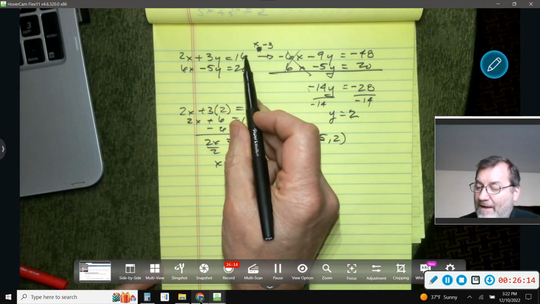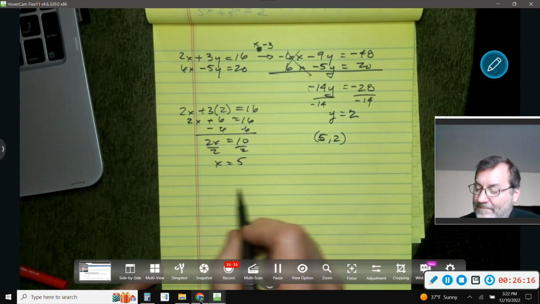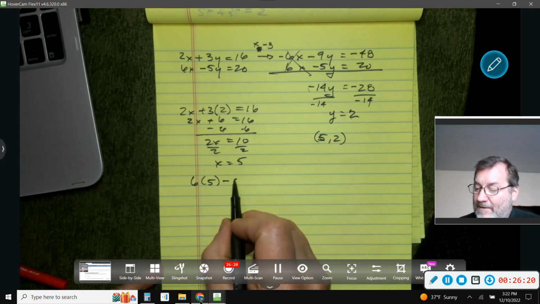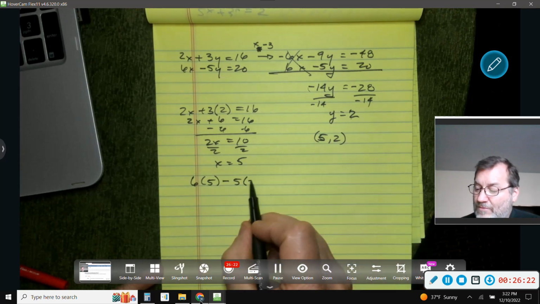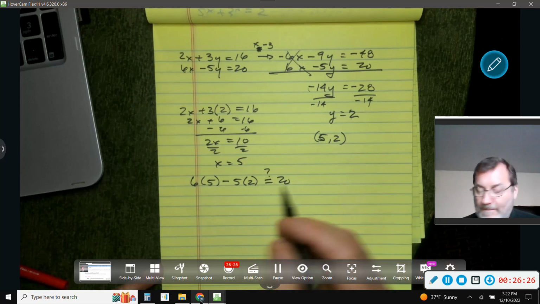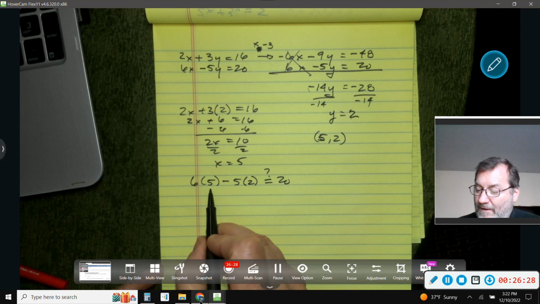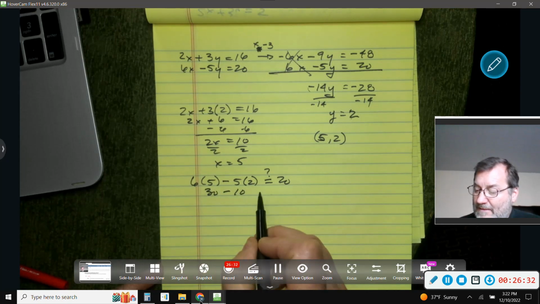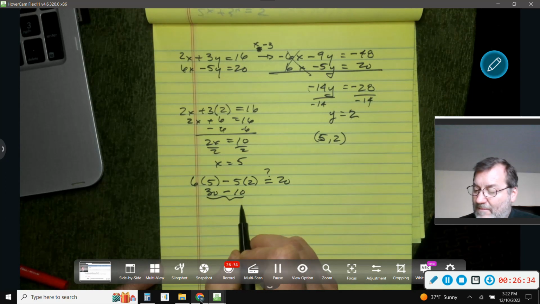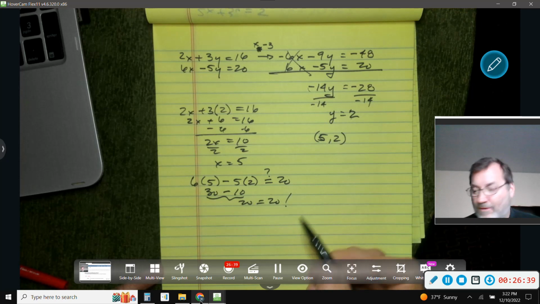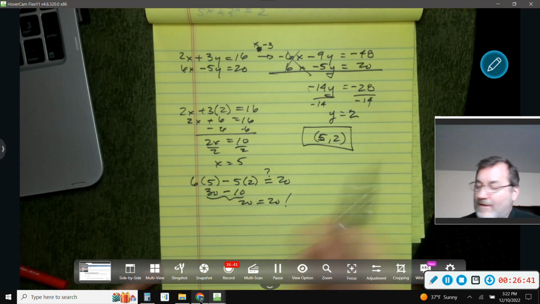Now that I found it with that one, I'll check it with the other one. 6 times 5 minus 5 times 2 equals 20? What is 6 times 5? That's 30. Minus 5 times 2 is 10. 30 minus 10 is 20. So 20 does equal 20. We checked it and it works. That looks like a solution for the last one.